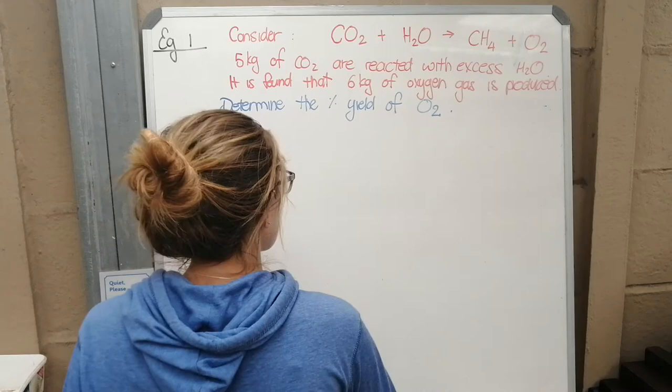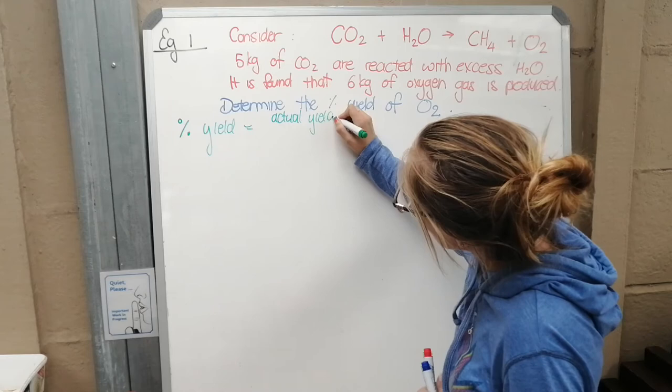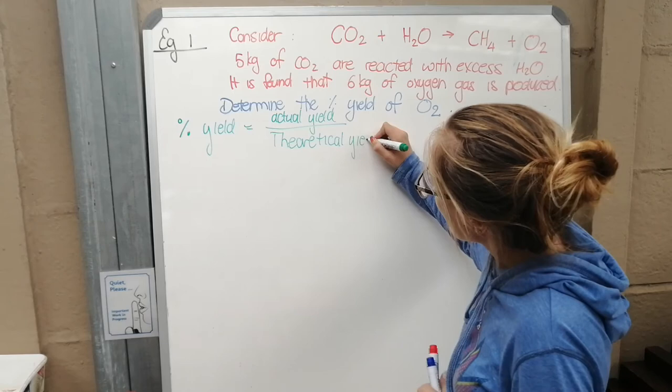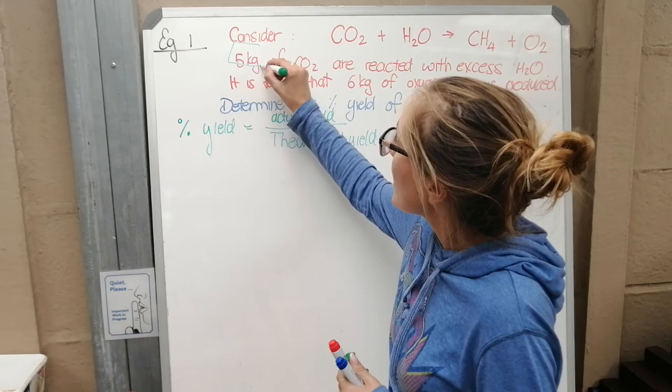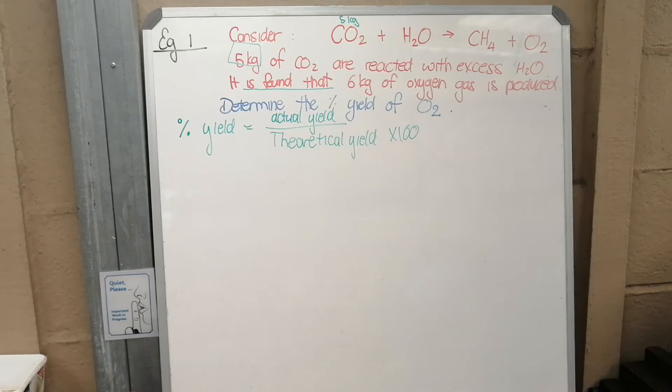So for percentage yield, we use the formula that percentage yield is equal to the actual yield over the theoretical yield, and then obviously times 100 for the percent. Now they've given us that we've got 5 kg of CO2, and they've told us that it is found that 6 kilograms of oxygen gas is produced. So you've got to read carefully.